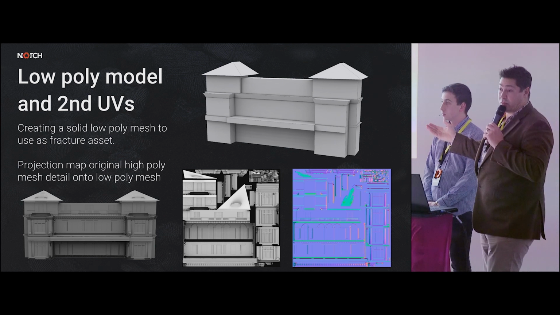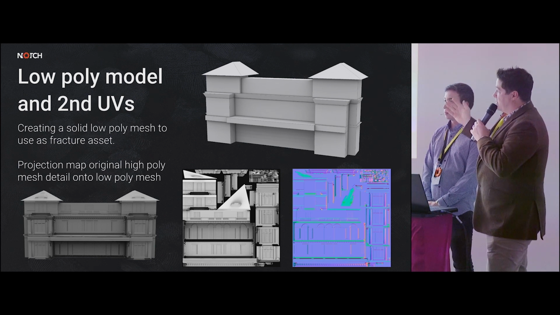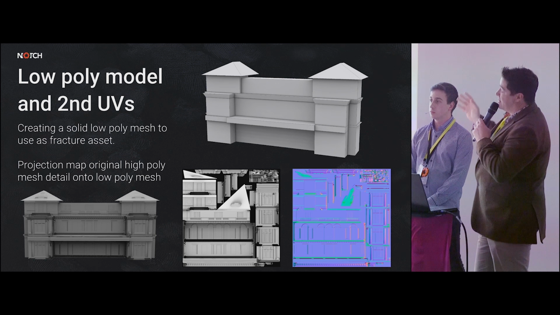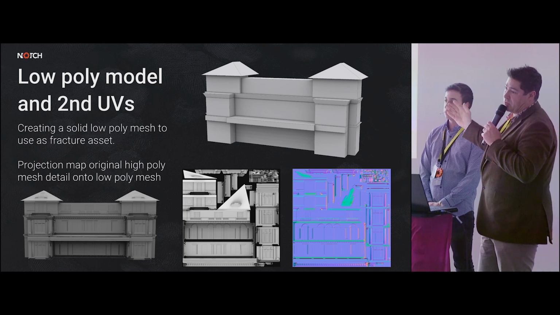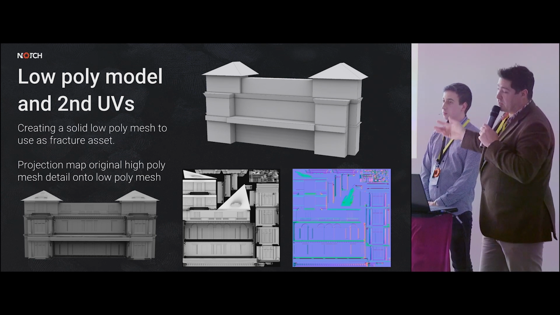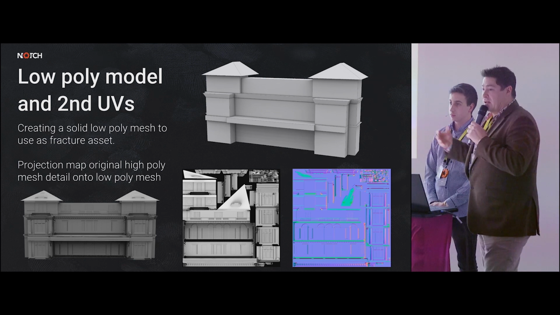The main thing to do when you're creating a low poly model is just to try and match the silhouette of your building as much as possible. So when the meshes do swap out to set off the simulation, there's less of a pop.